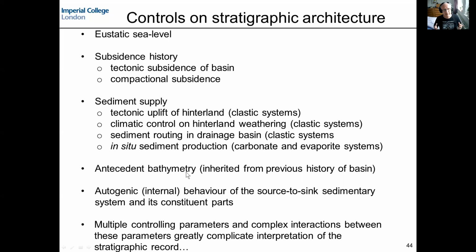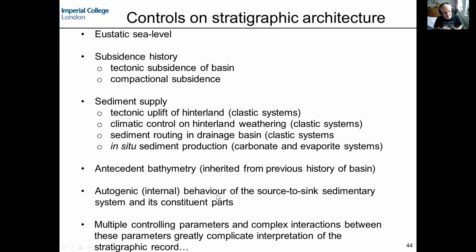Bathymetry, antecedent bathymetry, that means the bathymetry which is inherited from an older phase of the basin history. So an example there would be if we have a basin with a shelf, a slope, a basin floor geometry. We've already seen that we expect the stratal architectures that we produce to be different from a basin with a ramp geometry with just a smooth, simple gradient.